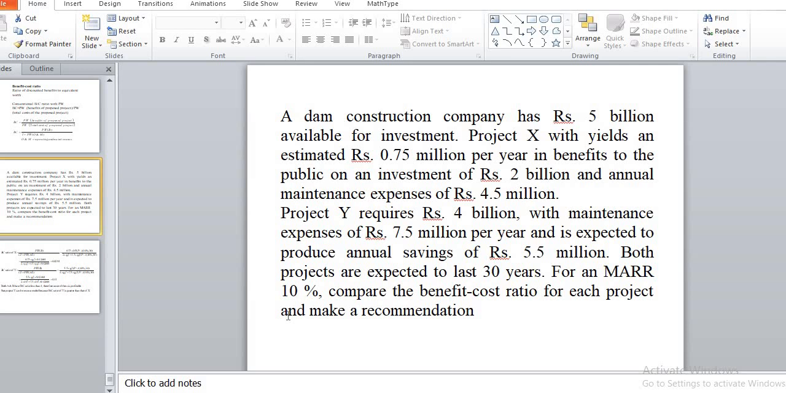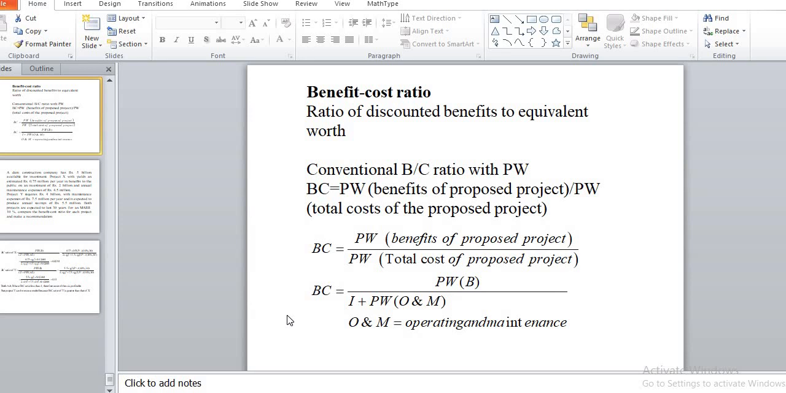In the last video we discussed the MARR value of 10%, so here the company has an MARR value of 10%. So the benefit to cost ratio is nothing but the ratio of benefit to cost. When this benefit to cost ratio becomes 1, benefit and cost are equal. So there is a no loss, no profit case.